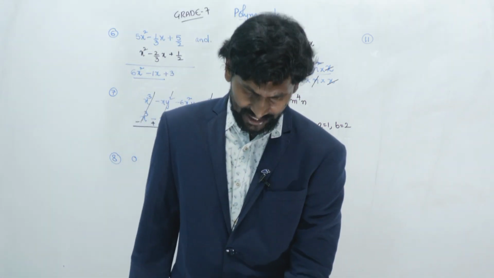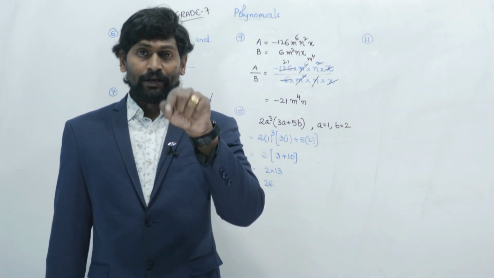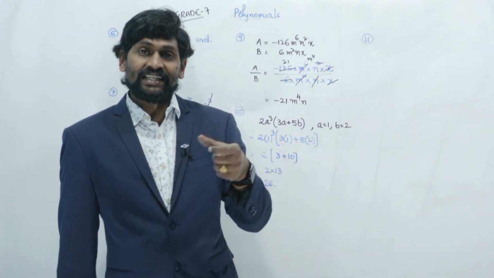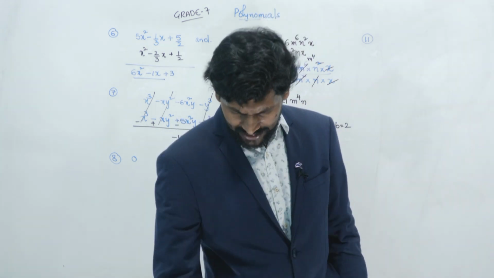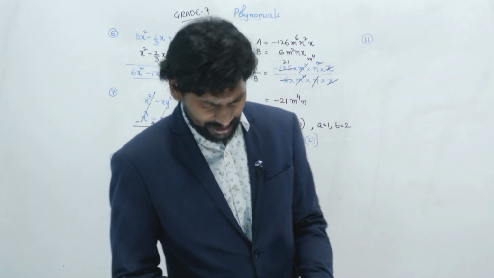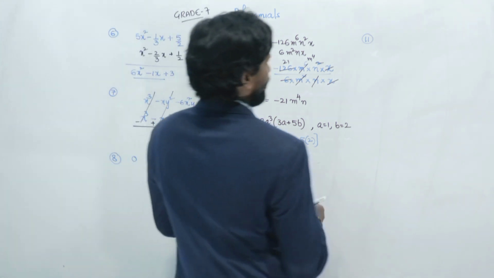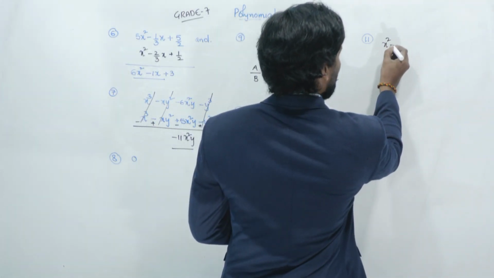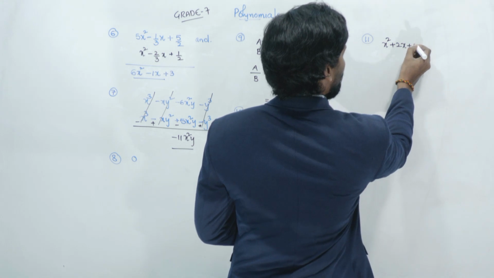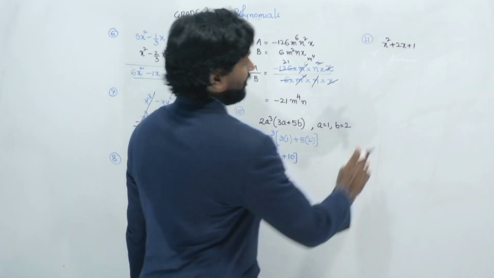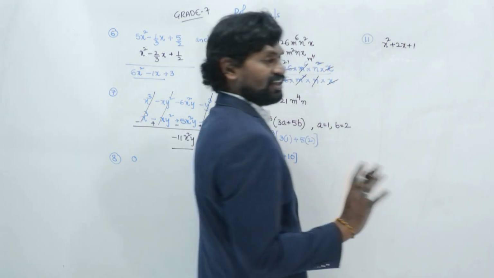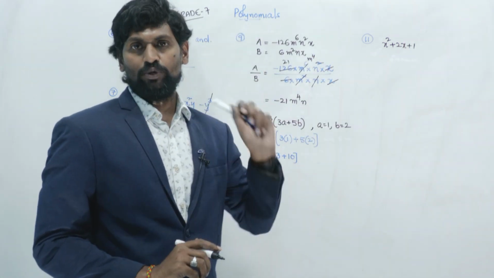Now coming to the first option, x plus 1 by x. In 1 by x, x is in the denominator. The first option cannot be a polynomial. Let us go to the second option, x square plus 2x plus 1. Here the exponent is 2, a whole number. Here x power 1 is also a whole number, so it can be a polynomial.